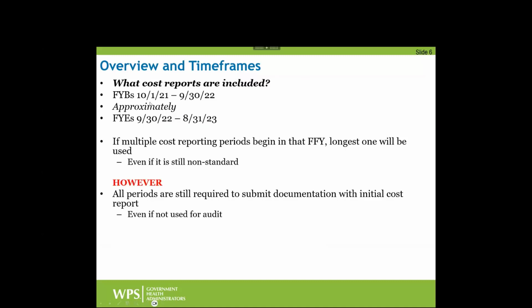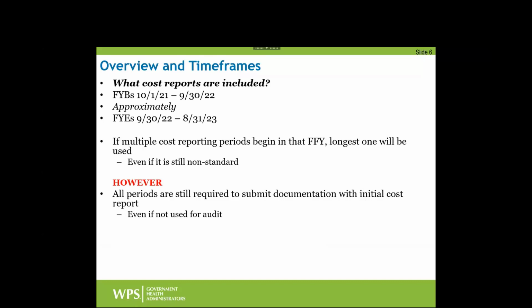So back to the cost reports, I just mentioned the fiscal year begins, and that roughly means that we're going to be using 9/30/2022 through 8/31/2023 fiscal year ends. Now, most of them are 12-month cost reports, exactly a 365 or 366-day year. But if you have a change of ownership or anything like that where you've changed your fiscal year end, you might have multiple cost report periods beginning in that federal fiscal year range. In that situation, we have to select the longest one out of that group. Hopefully the longest one happens to be a 12-month one, but that's not a requirement.